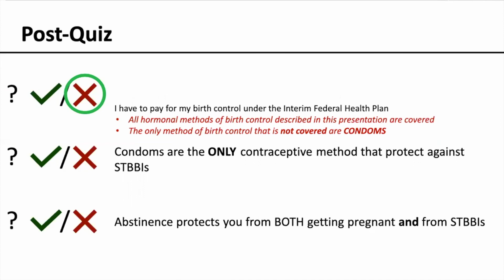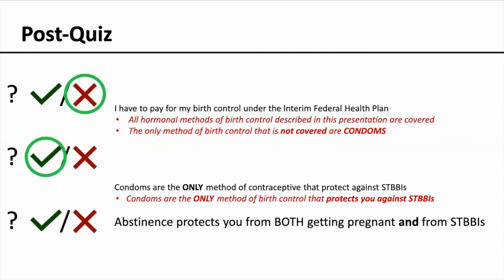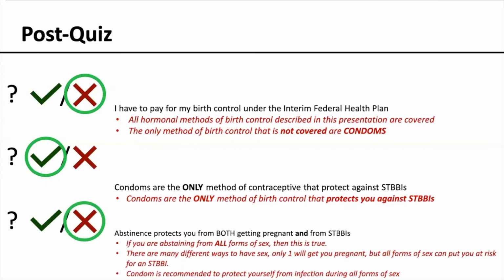The second statement was, condoms are the only contraceptive method that protect against STBBIs. And the answer is yes, indeed. Condoms are the only effective method to protect you against such diseases. And lastly, abstinence protects you from both getting pregnant and from STBBIs. So basically, if you are abstaining from all forms of sex, then this is true.